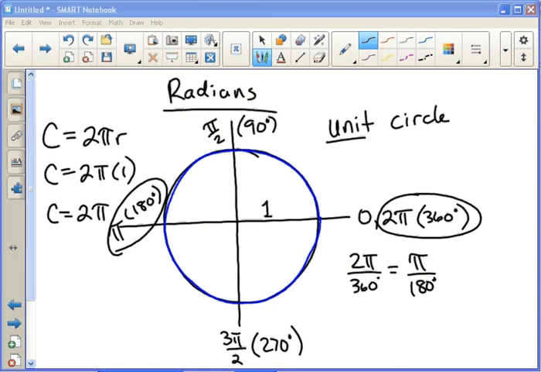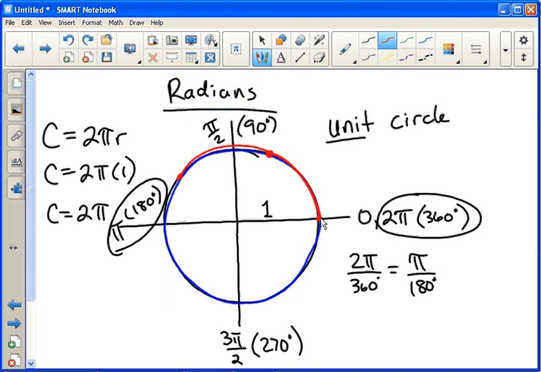So an arc length might be from here to here, or from here all the way around to here, or any piece or part of the circle. So arc length is just saying one arc, one curved part, one part around the circle. That's the key. Okay, so there's a formula for finding arc length.